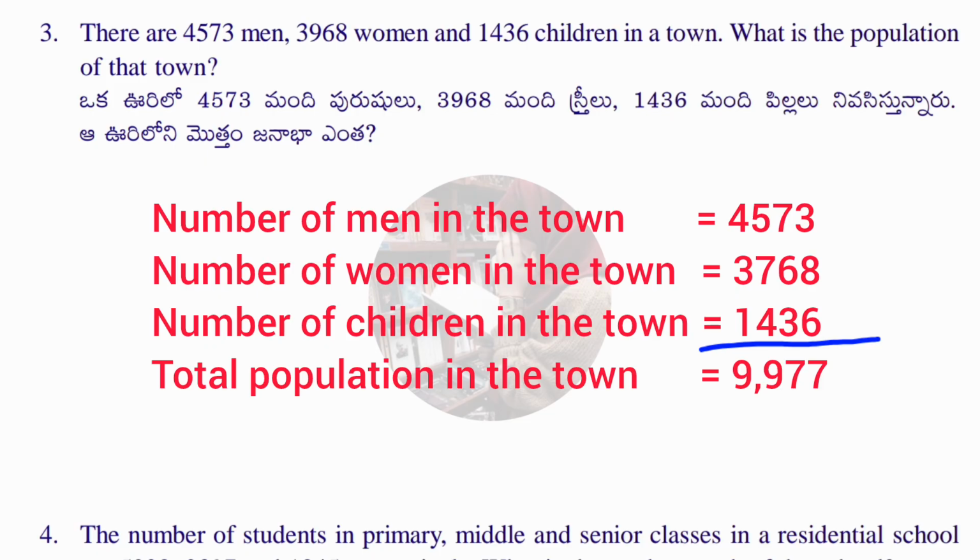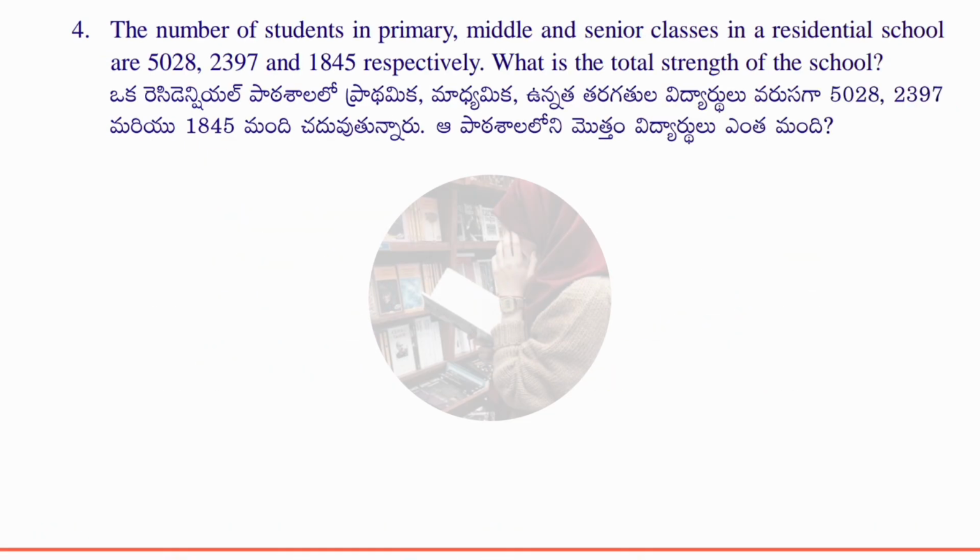Okay guys, now let's move on to the fourth question. The number of students in primary, middle and senior classes in a residential school are 5,028, 2,397 and 1,845 respectively. What is the total strength of the school? There was a school in which the number of students in primary classes were 5,028, middle classes were 2,397 and higher classes were 1,845. Now we have to count all the students and give the strength of that school.